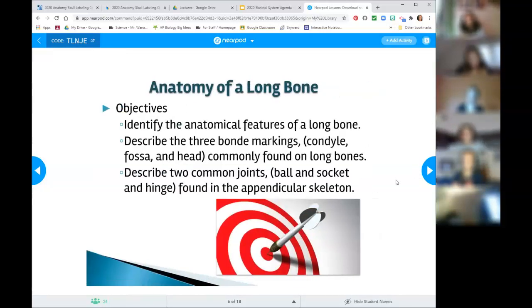And we'll start with new information. So here's our target. We want to be able to label the parts of a long bone and maybe some importance of each of those parts, as well as a few bone markings. The bone markings we're going to cover are a condyle, a fossa, and a head. So head are balls, condyles are knuckle-like, fossas are grooves. And we'll describe 2 joints, the ball and socket, which you might already be familiar with, and the hinge.